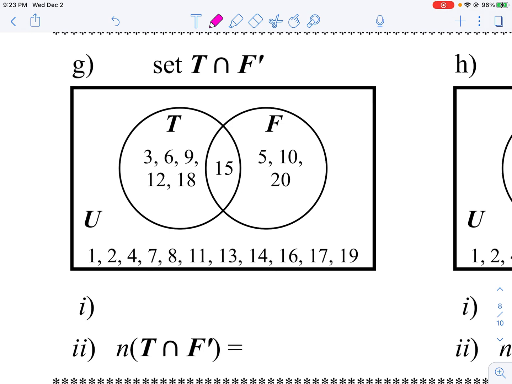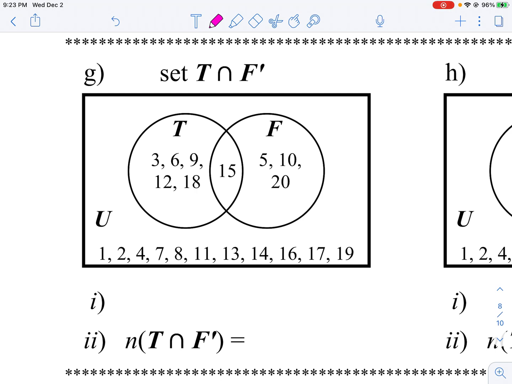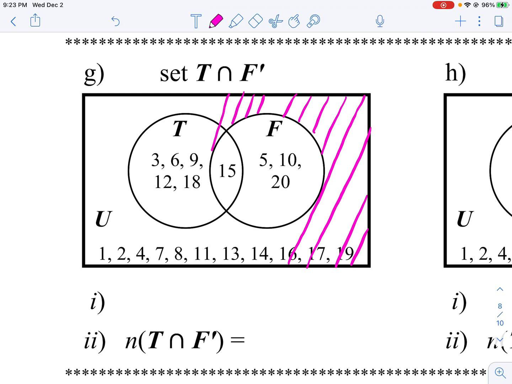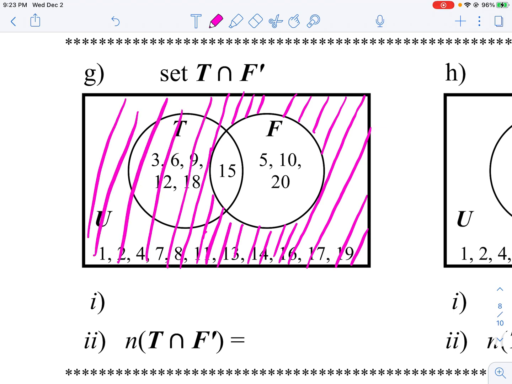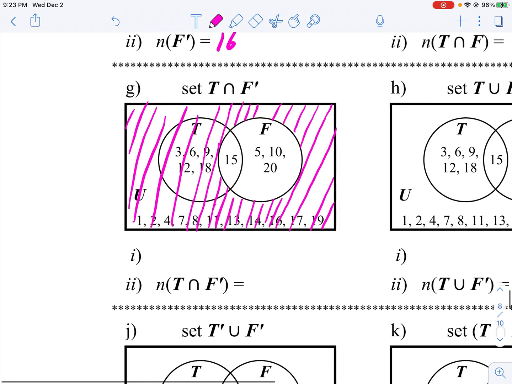Set T and not F. So this cannot be F. We do not have F, and we do have T. So we're obviously not going to include F. But we also can't include this overlap portion because it cannot be F. It's not F and it is some T. So it can include T, but just not that overlap.